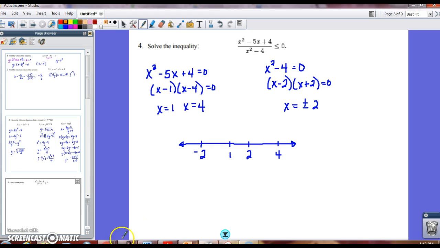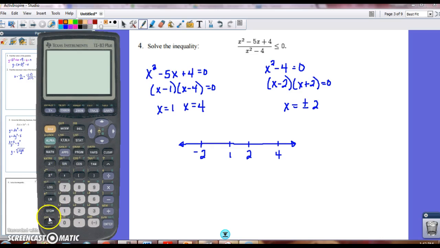So what I would do is I would put this entire expression into your calculator. So I would go to y equals and put it in. You have x squared minus 5x plus 4 divided by, and notice I'm putting the entire numerator in parentheses and the entire denominator into parentheses so that the calculator groups everything properly. Now, you can go to second table and then just scroll through the table.